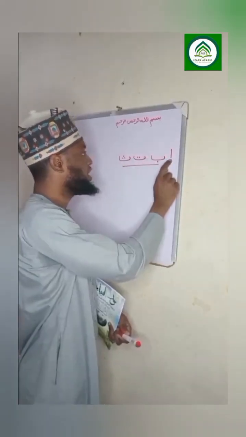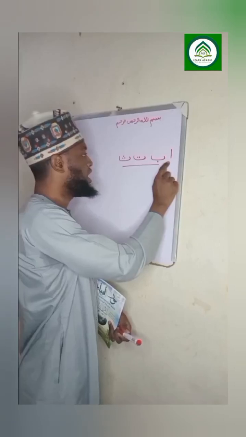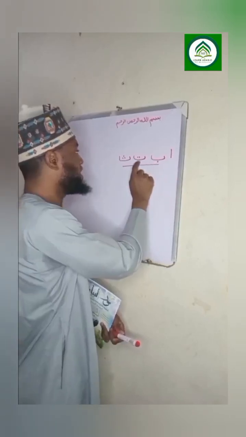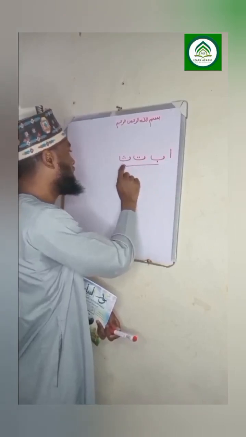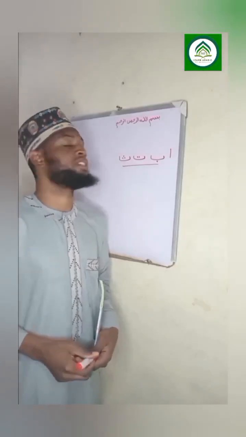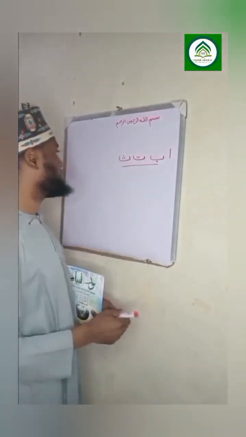The first letter, Alif. Ba. Ta. Tha. Make sure you repeat after me so that you can pronounce it exactly the way I'm pronouncing it. Tha. Now let's move to the next letter.